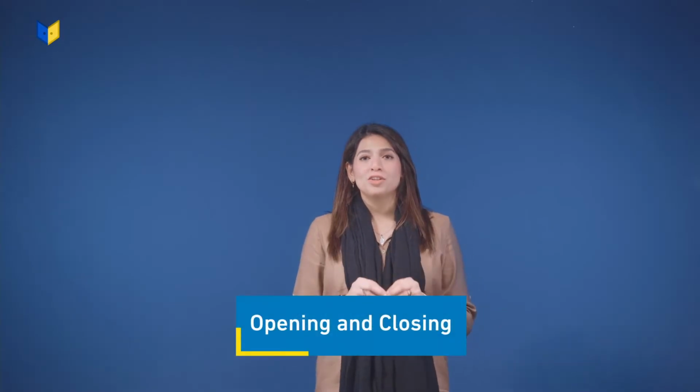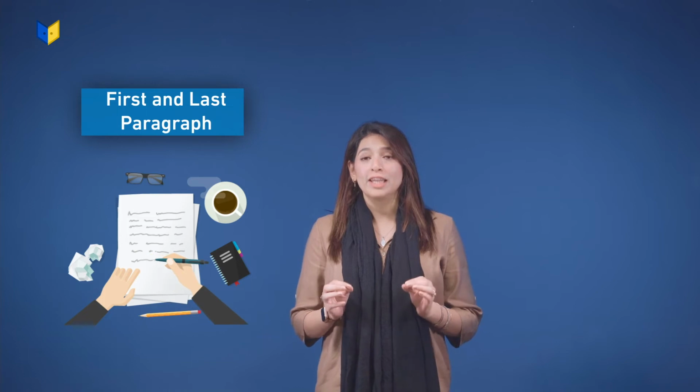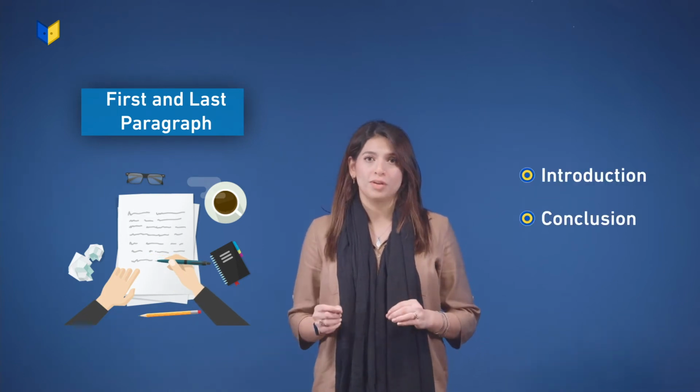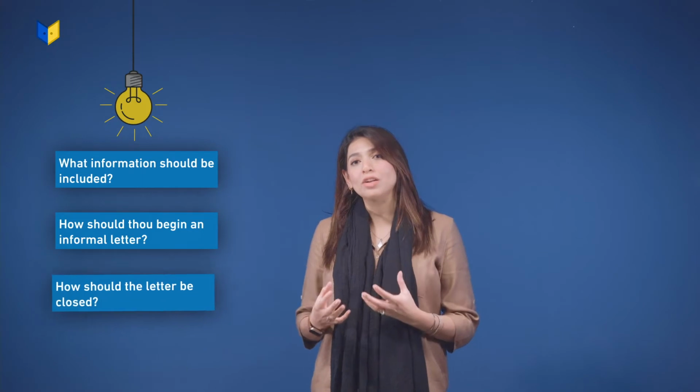Now that we've established our basic understanding of an informal letter and we know what structure to follow, let's talk about the first and the last paragraph, namely the introduction of your informal letter and the conclusion of your informal letter. What information has to be provided within these paragraphs to make sure that you begin and you end your informal letter the way you are required to? Let's begin with the introduction.